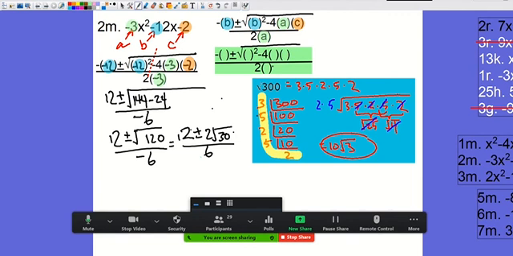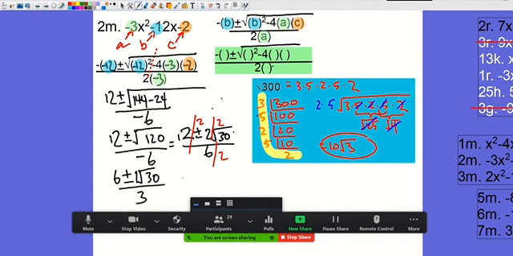We are pretty much done over here. You just got to do one last step. What is the GCF of 12, 2, and 6? We can reduce 12, 2, and 6 by the GCF of 2. And you get 6 plus or minus 1 root 30 over 3, because 12 divided by 2 is 6, 2 divided by 2 is 1, and 6 divided by 2 is 3.